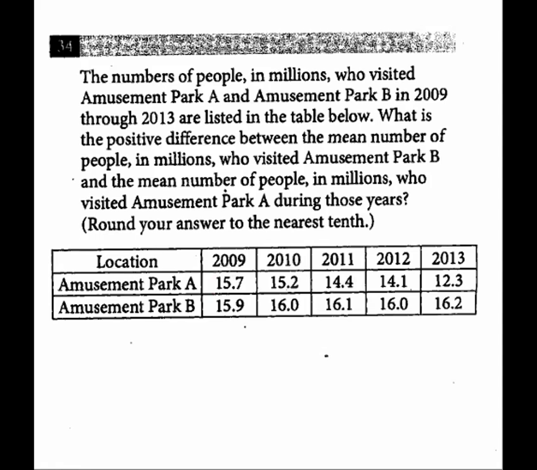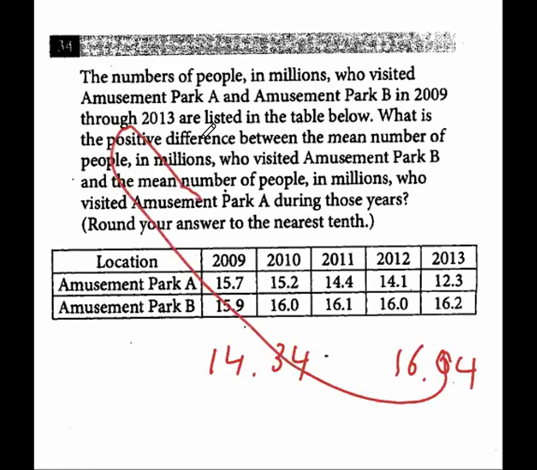So in this case, it would just be 15.7 plus 15.2 plus 14.4 plus 14.1 plus 12.3 divided by 5, which is just 14.34. And for amusement park B, it's 15.9 plus 16 plus 16.1 plus 16 plus 16.2 divided by 5, which is 16.04.